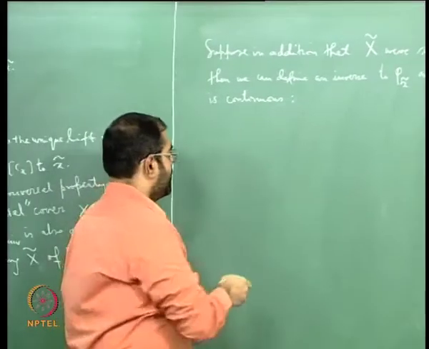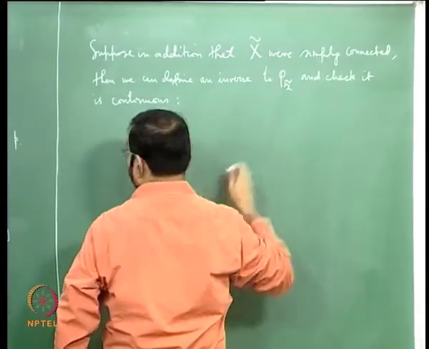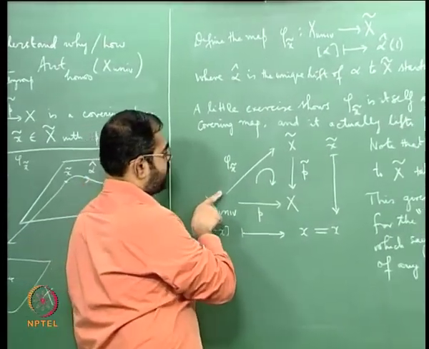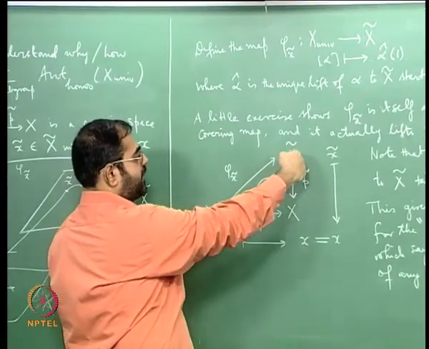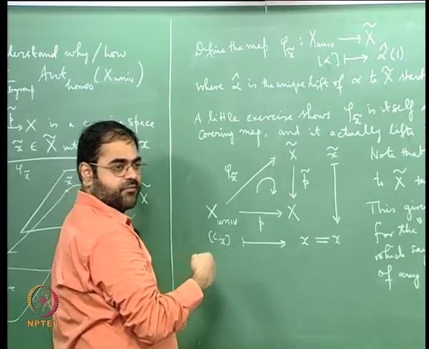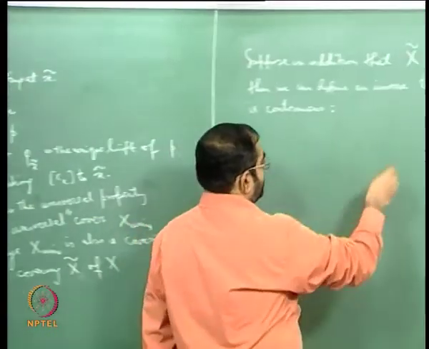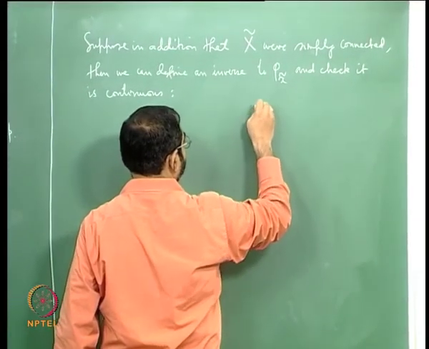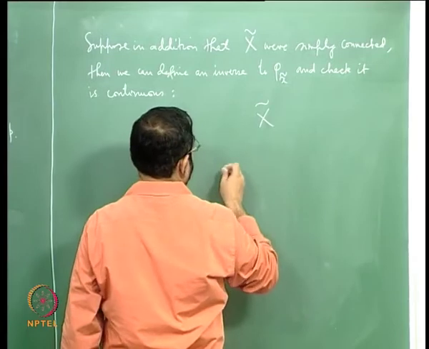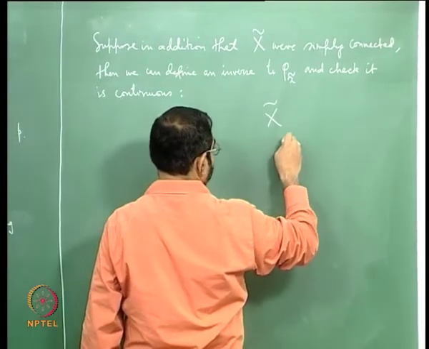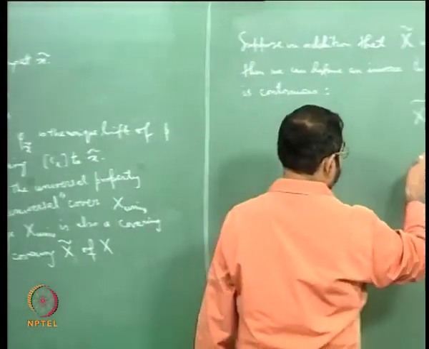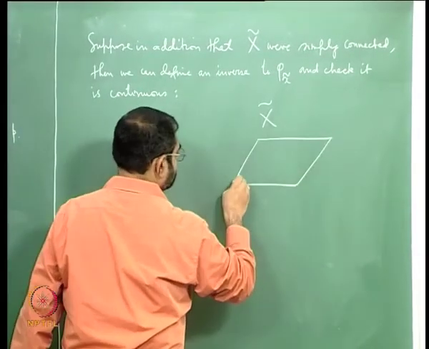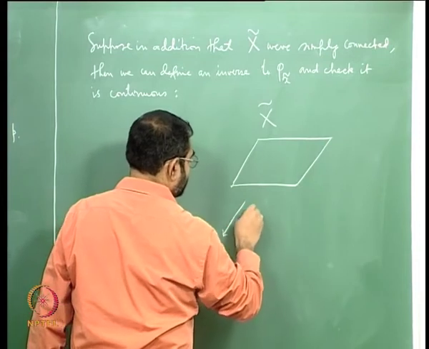So you see, essentially the game I played to define this map phi sub x tilde, the same game I can play to define a map in this direction which will be an inverse. Namely, what is that map? So here is x tilde, and so it's something like this. So I'll need to draw a diagram again. So let me again draw a diagram. So here is x tilde, and here is p tilde.